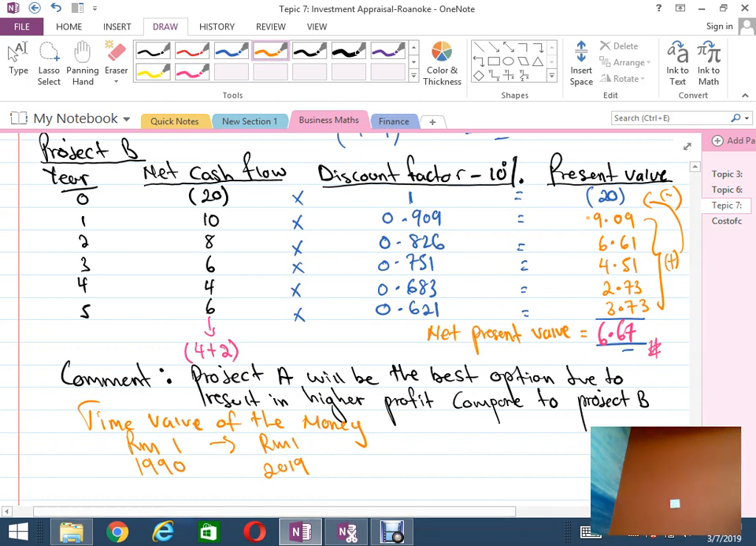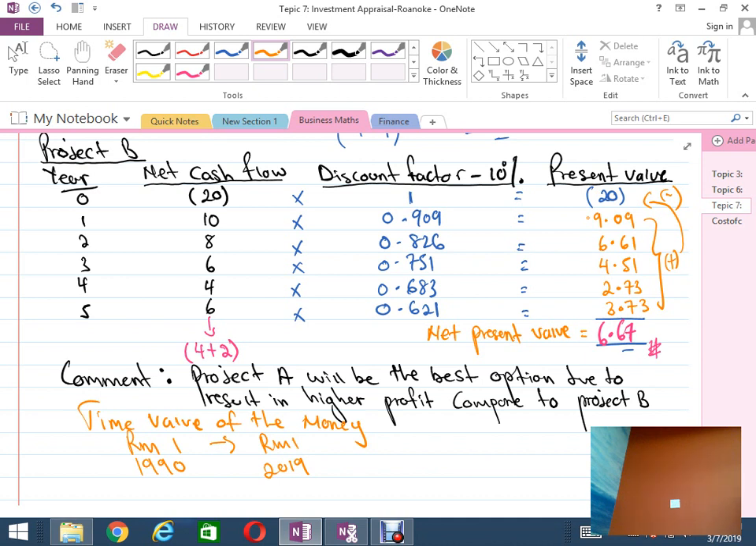In 1990 I was still a baby. When I grew up around 1998, I still remember, with RM 1 you could buy a lot of things. The same RM 1 now, what can you buy? Roti is RM 1.20 now. With RM 1 you can't buy much, am I right? Even plain iced water is already 50 sen.